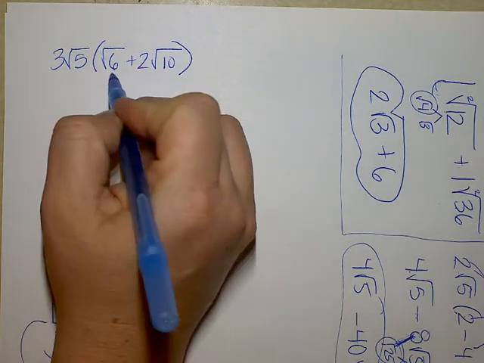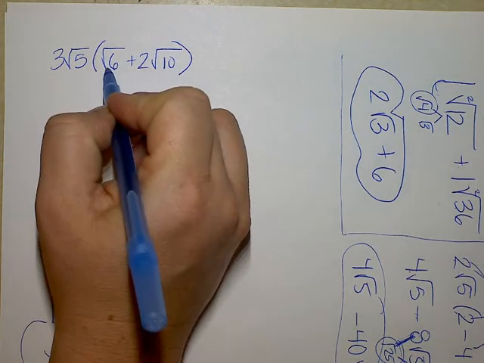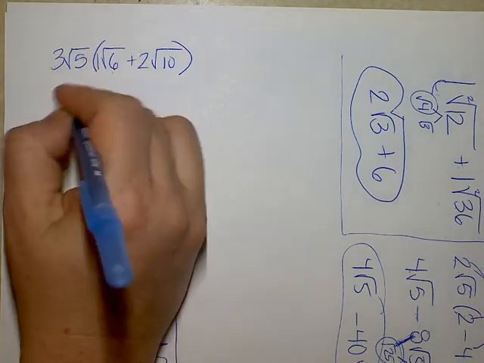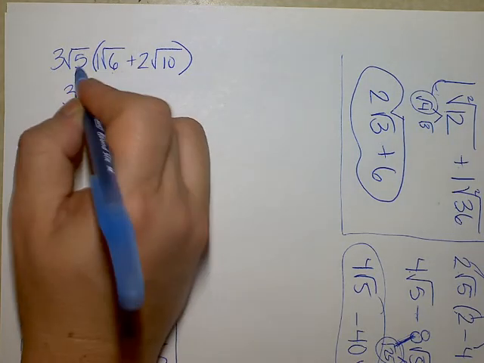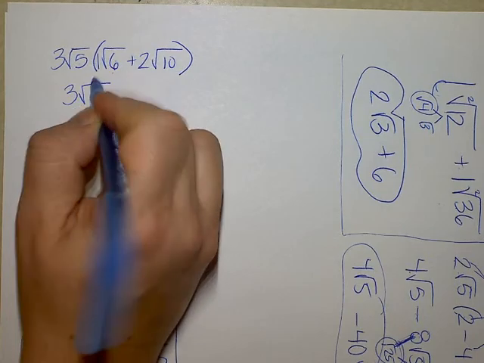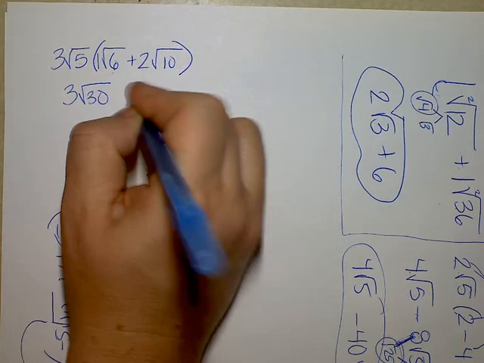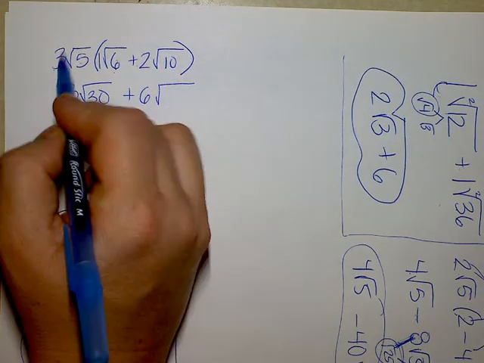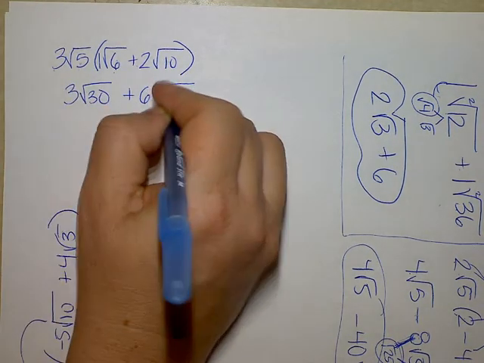What number is in front of the square root of 6? We're going to start with the coefficients. 3 times 1 is 3. Now because they have the same nth root, we can multiply. 5 times 6 is 30. 3 times 2 is 6. Because they have the same nth root, we can multiply. 5 times 10 is 50.